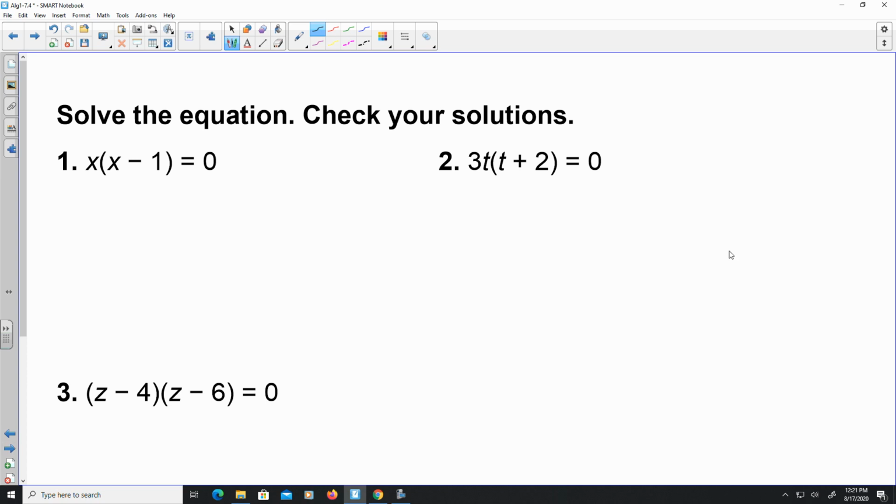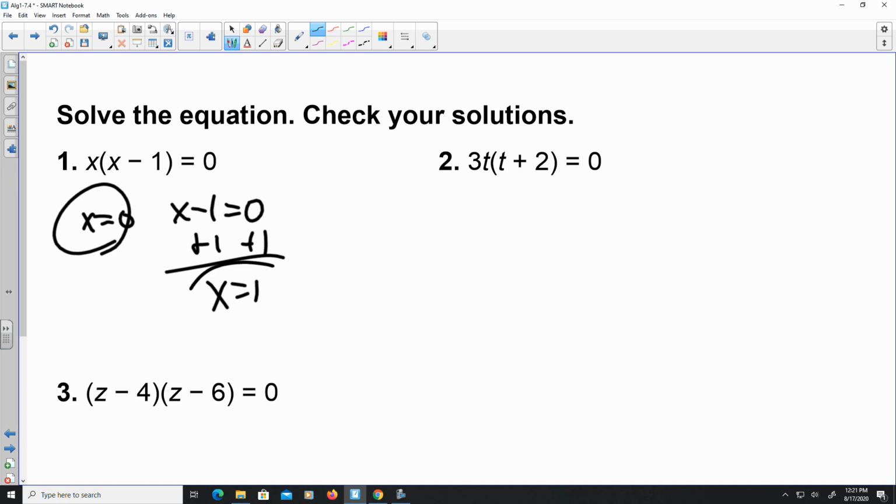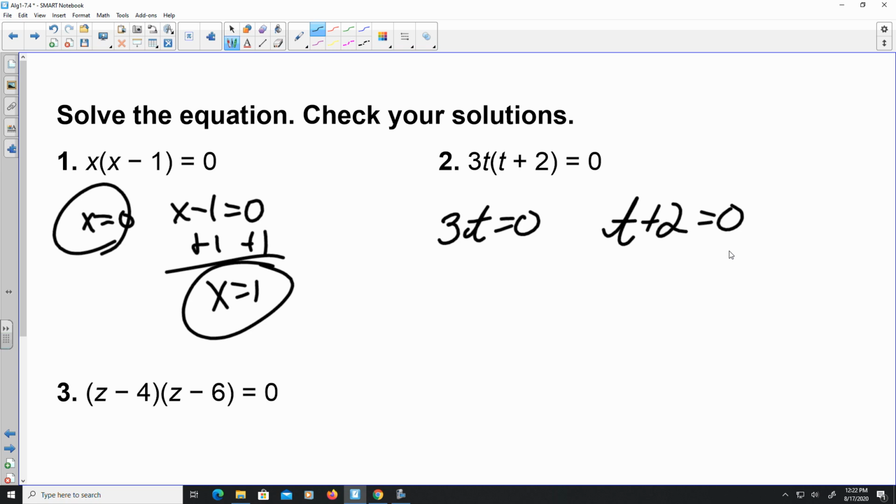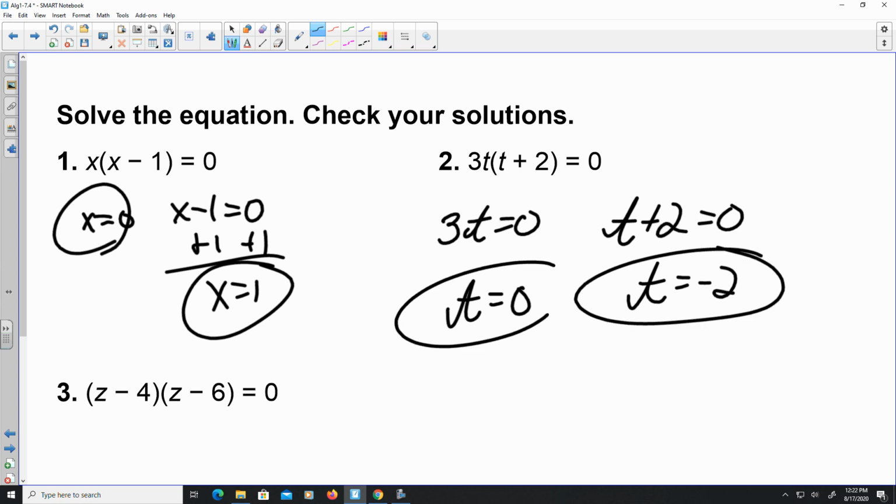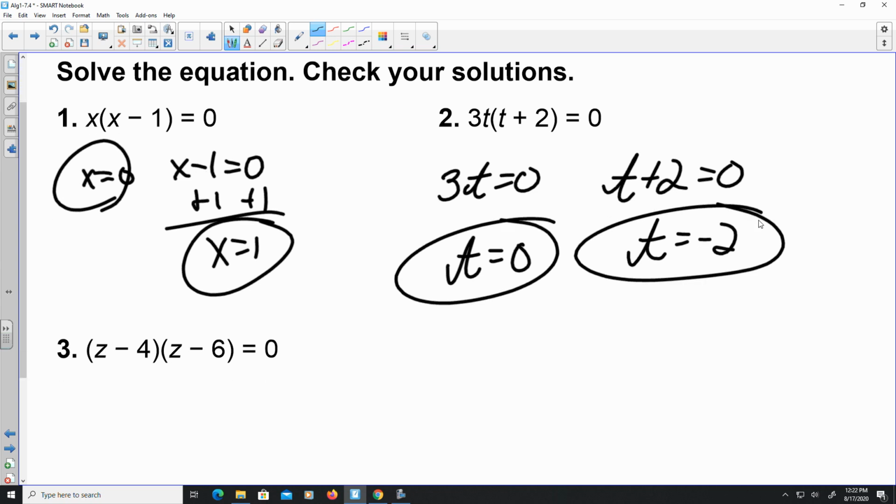So here's some more practice. Again, for this first one, you're going to say 6x set equal to 0, and I've got x minus 1 set equal to 0. It's already been done for that first part. Add 1 to both sides. x equals positive 1. Number 2, you take 3t set equal to 0. I take t plus 2 set equal to 0. Divide both sides by 3. t equals 0. Subtract 2 from both sides. t equals negative 2. I have two answers for t that would make that equation true.